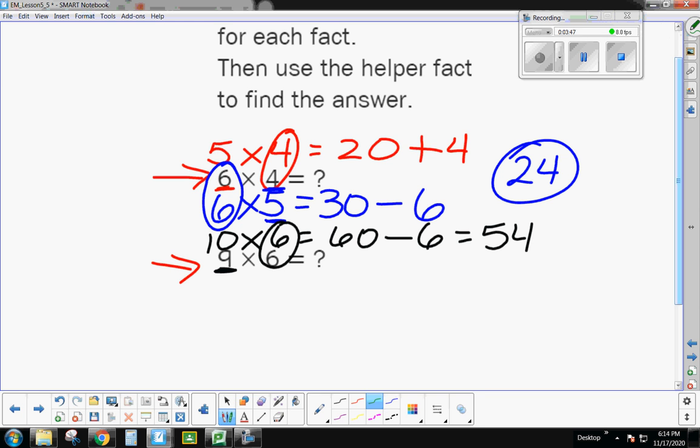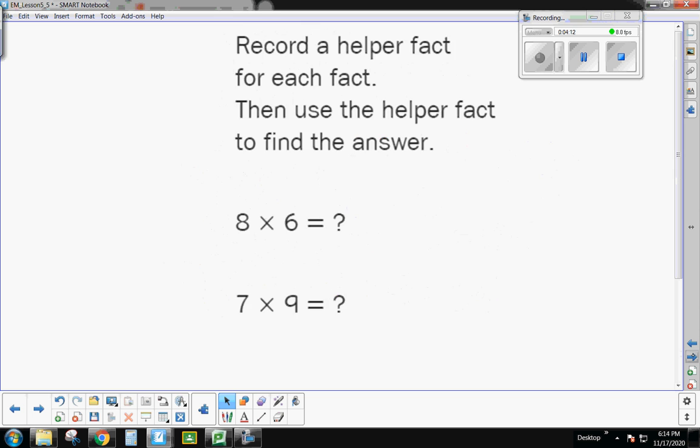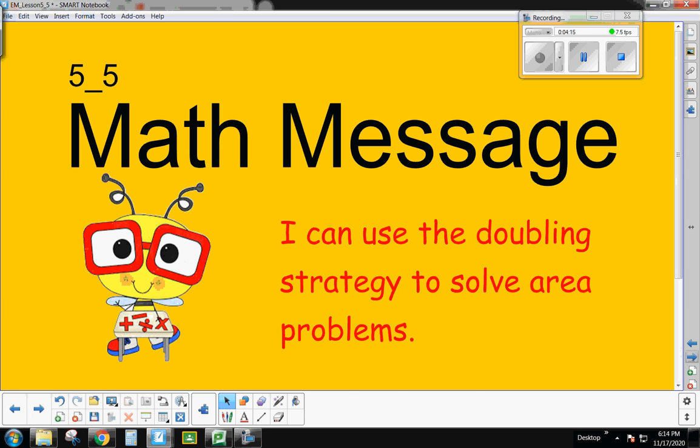Or I could have changed the 6 to a 5 and done 9 times 5, which is 45. Now 9 times 6 is bigger, so I'm going to have to add a group. What do I need to add a group of? In that case, 9, because it's in both problems. Again, 45 plus 9 equals 54. So that's just a little refresher on the helper fact strategy that we did yesterday. Today, though, we are going to specifically focus on the doubling strategy. Let's look at what that will be.